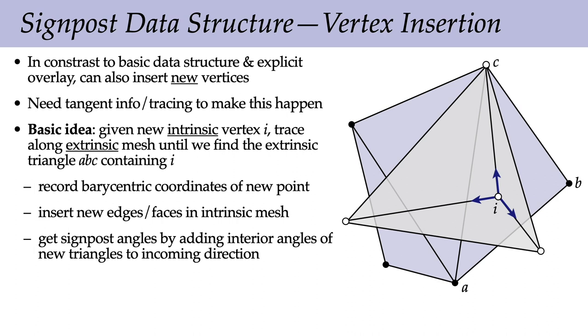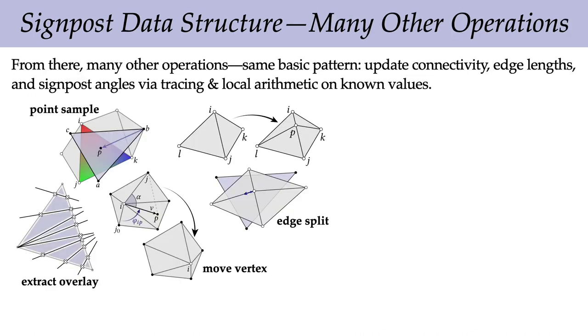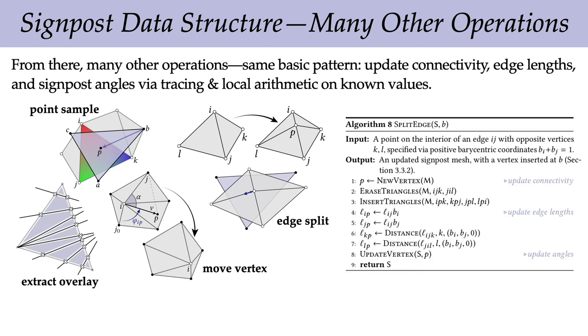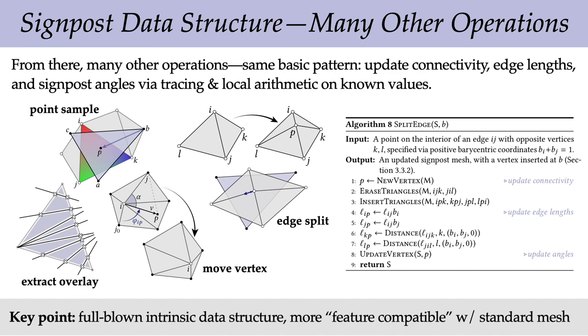Okay, so you start to get a sense of how the game is played. And from there, there are a lot of other operations that you could implement, like splitting edges and moving vertices and so forth. But the same basic pattern is there. You update the connectivity, compute new edge lengths, maybe update signpost angles using tracing and so forth. And so you get little algorithms for each of these operations. But the really important point is that using these little atomic operations, you can build up a full-blown intrinsic data structure that's a lot more feature compatible with a standard mesh. All the local operations you'd expect to do on an ordinary mesh, you can do now on an intrinsic mesh.